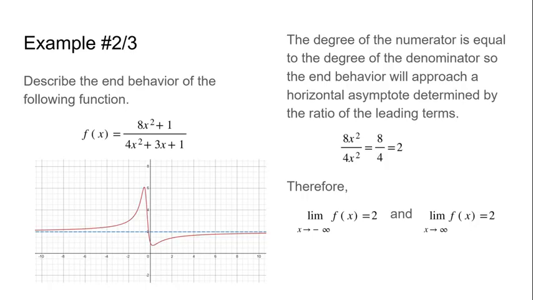And here we have a stretched out visual of the graph, and we see that all the way on the left and all the way on the right, it is in fact starting to level off at y equals 2, approaching it and getting closer and closer.